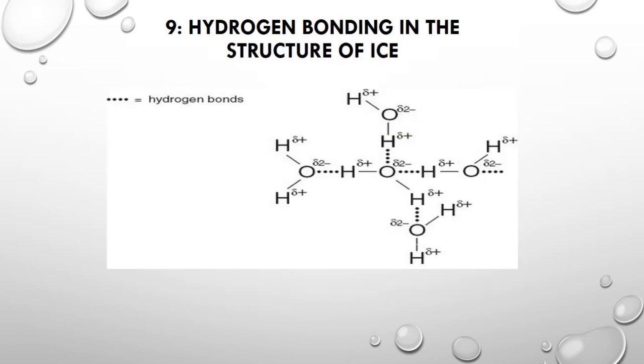Water has a tetrahedral electronic structure. Ice floats on water. In liquid water, molecules form temporary hydrogen bonds with each other. Due to the movement of molecules, bonds are broken and reformed. Therefore, there is less irregularity and less free space.